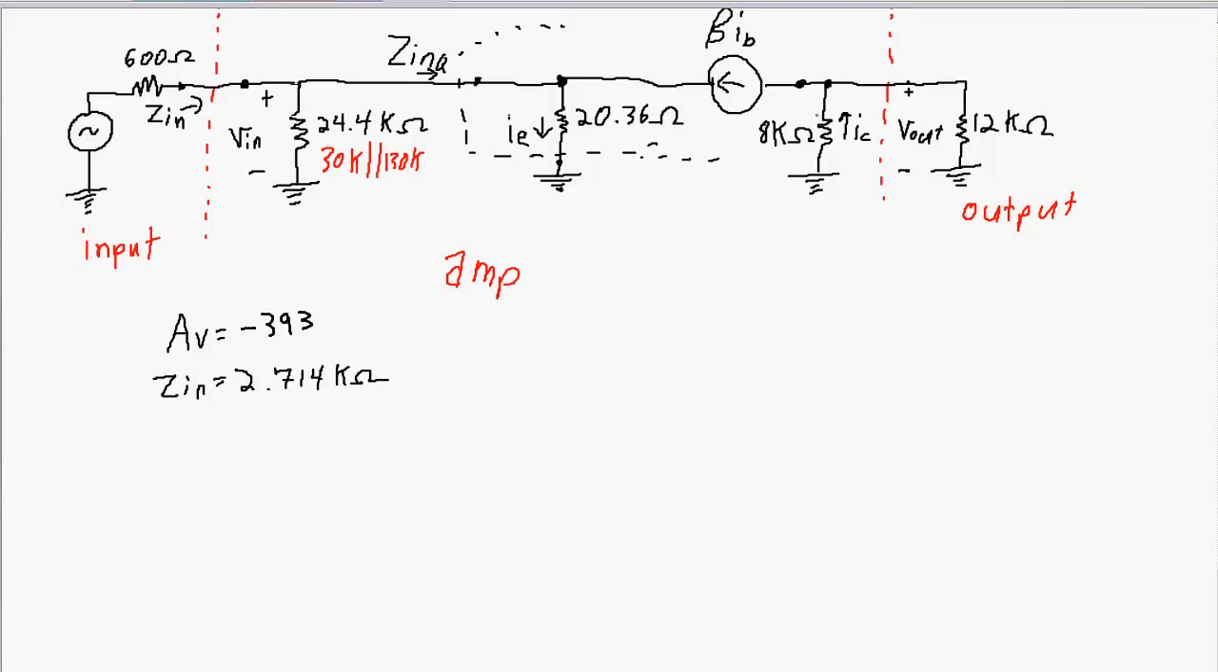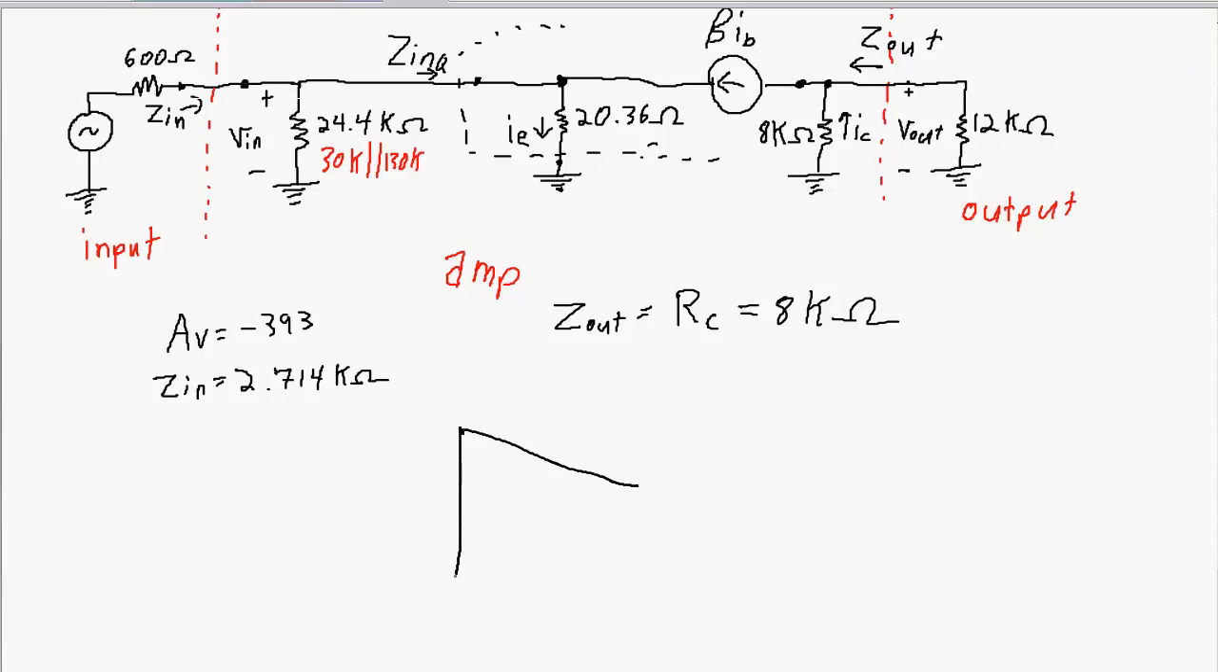The last thing to figure out is the output impedance, and that's the impedance seen from the output looking back into the circuit. Now when we're doing this analysis for figuring out the output impedance, we see we've got this 8 kilo ohm resistor in parallel with what's looking into the transistor, but what we need to do is replace this current source with an open. So what we have is 8 kilo ohms in parallel with an open circuit, essentially infinite impedance. We find that the output impedance is simply equal to RC, which in this case is 8 kilo ohms. So now we have our three parameters for this amplifier in an open circuit configuration.